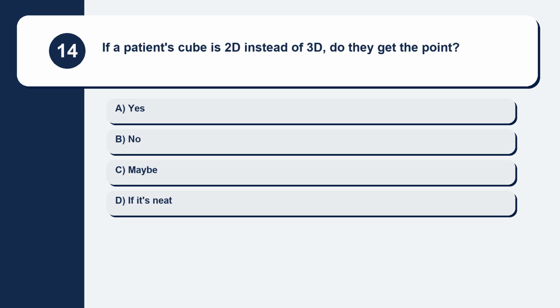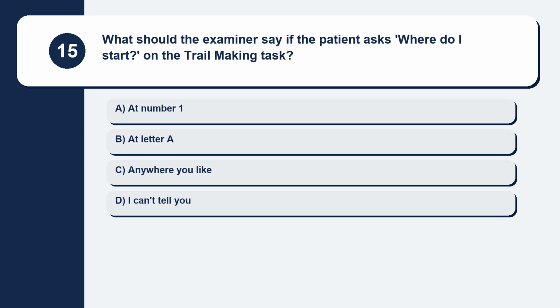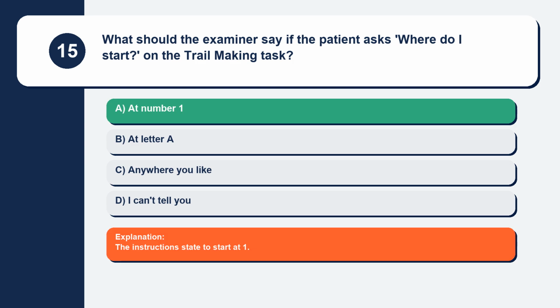Question 14. If a patient's cube is 2D instead of 3D, do they get the point? Yes. No. Maybe. If it's neat. It must be 3-dimensional. Question 15. What should the examiner say if the patient asks, where do I start, on the trail making task? At number 1. At letter A. Anywhere you like. I can't tell you. The instructions state to start at 1.